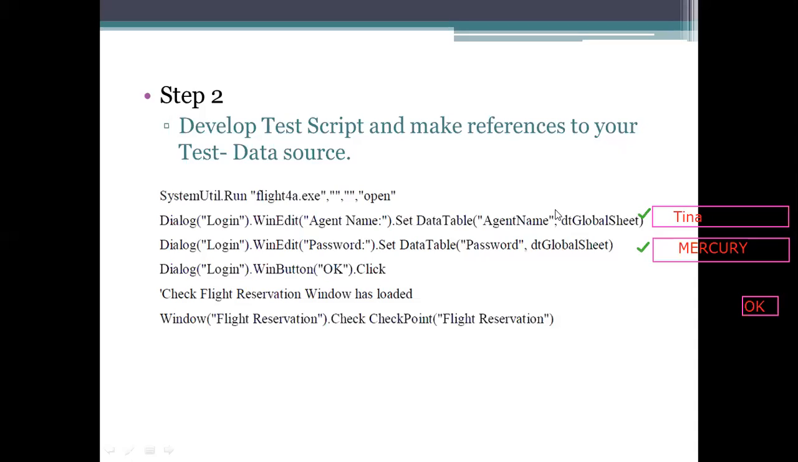If the agent name is there, it will allow you to take the password here. And this password, what we are doing, the password will be provided from this data global sheet and compared with the given one. If it is a match, then it will go for the next processing, and then the next window processing has to be specified.